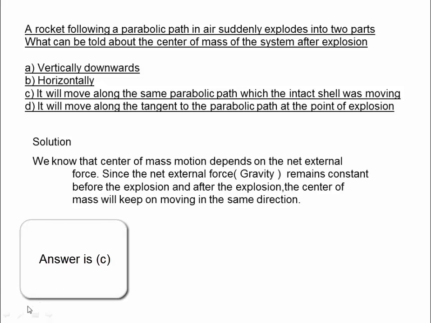So the solution: now we know that center of mass motion depends on the net external force. Since the net external force, gravity, remains the same before and after, the center of mass will keep moving in the same direction.